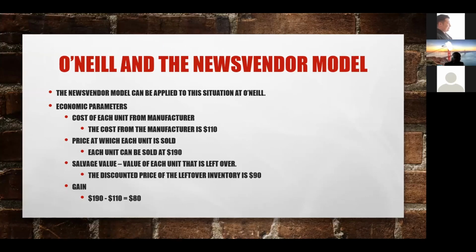So as previously stated, the newsvendor model can be applied to this situation with O'Neill. Just at a high level, so that I won't go too much into the calculations, but just so we have some numbers to work with, the cost of each unit for the manufacturer in the example is $110. The price at which each unit is sold is $190, and the salvage value, which is what they can sell the suit for after the season is over, is $90. So you can see that initially there's a gain of $80, and then afterwards there will be a loss with the salvage value. So next slide, please.